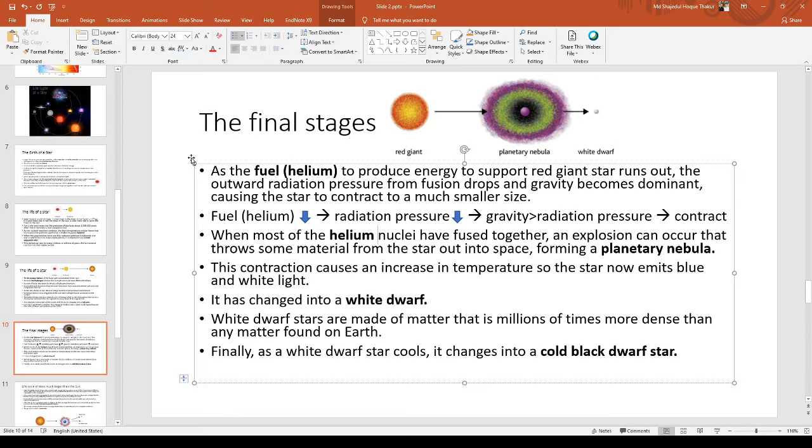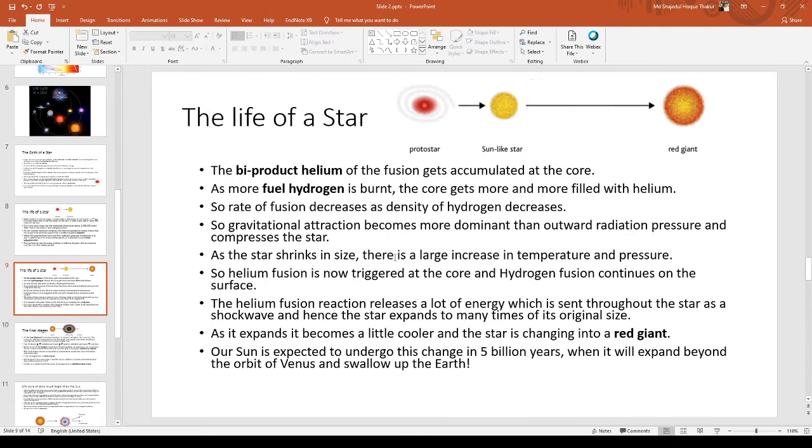Okay, now, like I said, when most of the helium has fused together, what happened? I'm again going to go back to the main sequence star. In a main sequence star, the hydrogen runs out, and then the star contracts. But when the star contracts, something happens. Remember that? The helium started to fuse. So helium fusion started, correct?